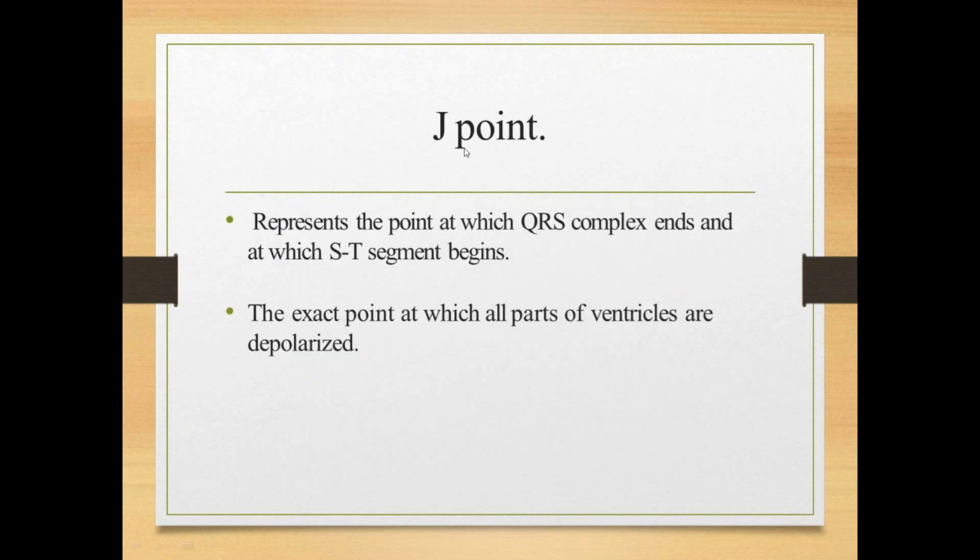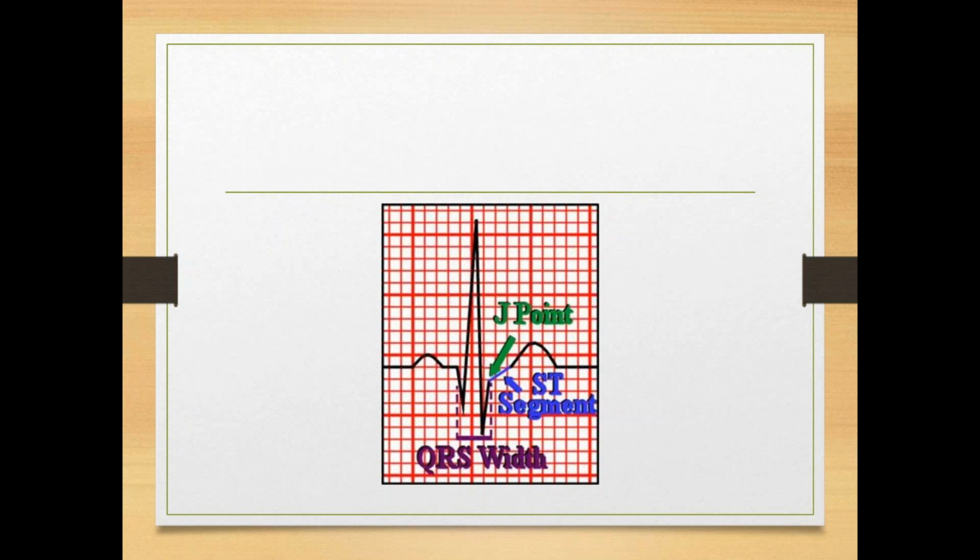There's another thing you need to know about, the J point. What is the J point? The J point represents the point at which the QRS complex ends and the ST segment begins. So it's the exact point at which all parts of the ventricles are depolarized, the time when all parts of the ventricle contraction happen. This is the J point at the end of the QRS and the beginning of the ST segment.